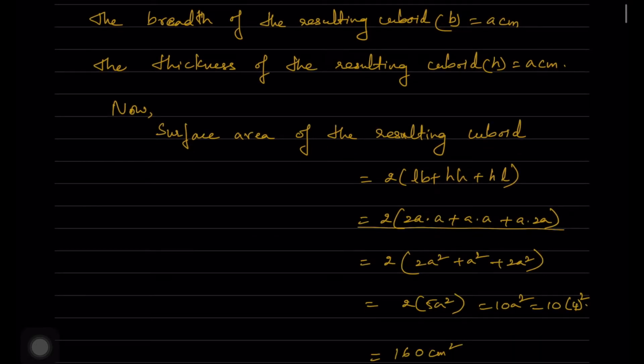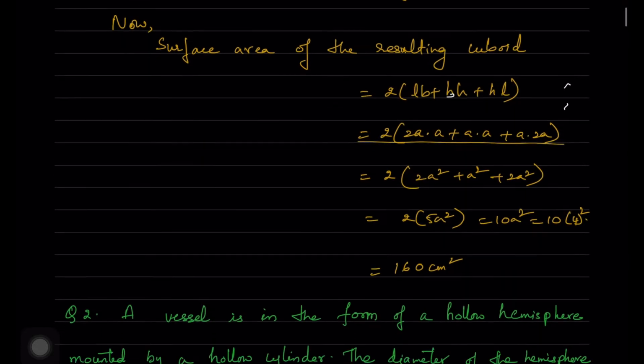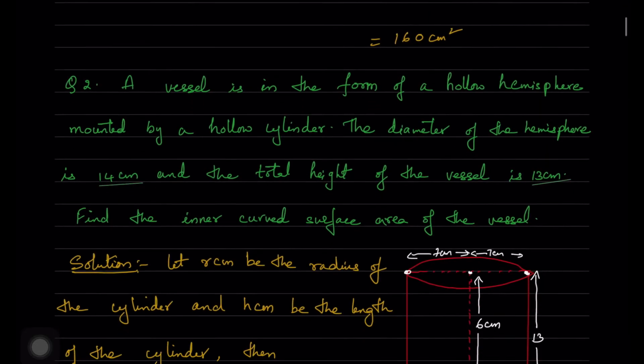So the surface area of the resulting cuboid is equal to 2 into (LB plus BH plus HL). Which is equal to 2 into (2a into a plus a into a plus 2a into a). So you are getting here 2 into 5a square, that is 10 into a square, that is 10 into 4 square, and 4 square is nothing but 16. 16 into 10 is 160 centimeters square.